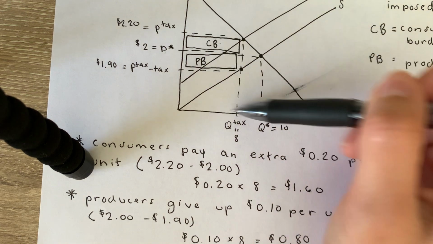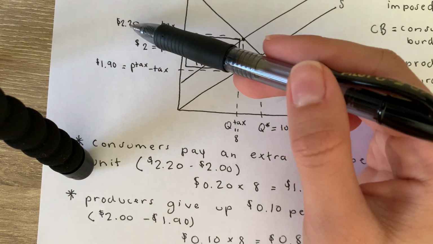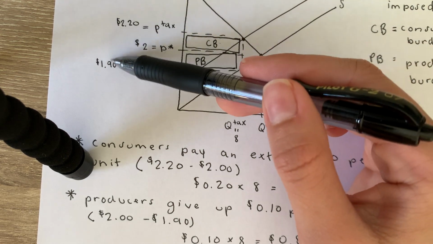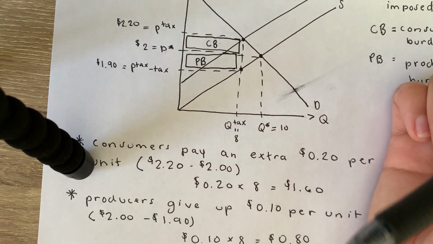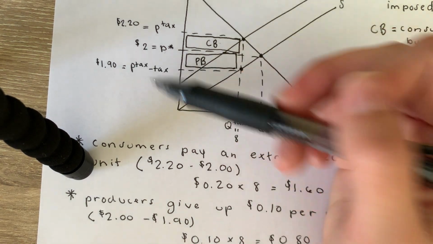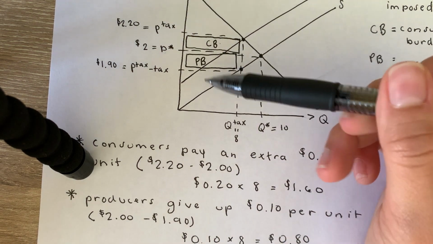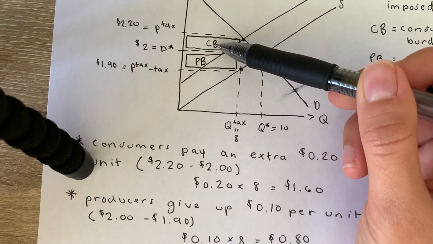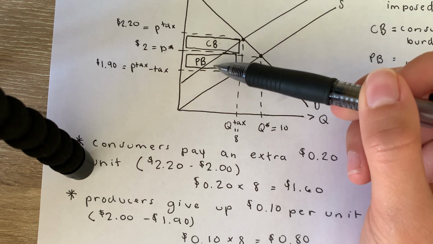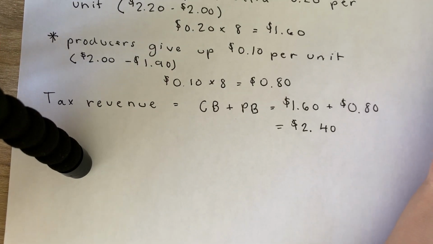You can also just multiply 8 times the difference between $2.20 and $1.90, right? So that would be 8 times 30 cents, which is $2.40. But you can also just figure out the consumer burden separately and the producer burden separately, add those together, and you're just going to get the same thing, right?